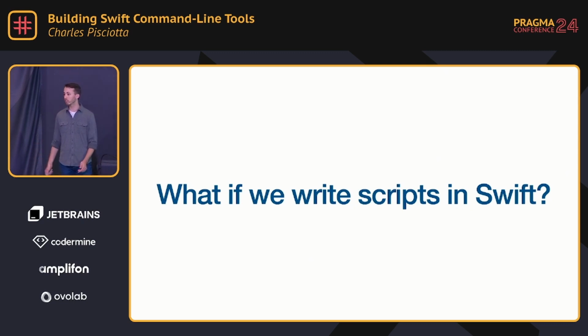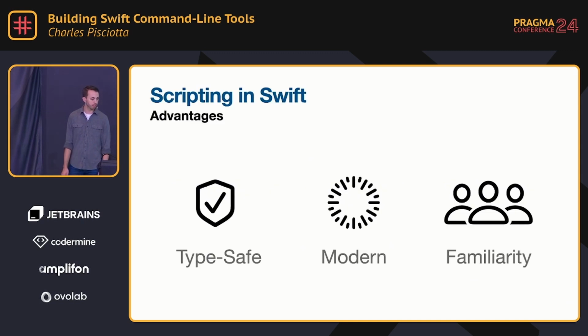Let's first understand why we might want to do that. The first is the type safety of Swift. Obviously, with shell scripting, we lose out on that, and oftentimes I'll find that I'm spending more time debugging my script than just doing what I wanted to do. We can also leverage some of the modern features of Swift, things like async await, which we've heard about at this conference. And the last is the familiarity. Obviously, we're all writing in Swift day to day, and so by using the same code, we can just focus on the task at hand.